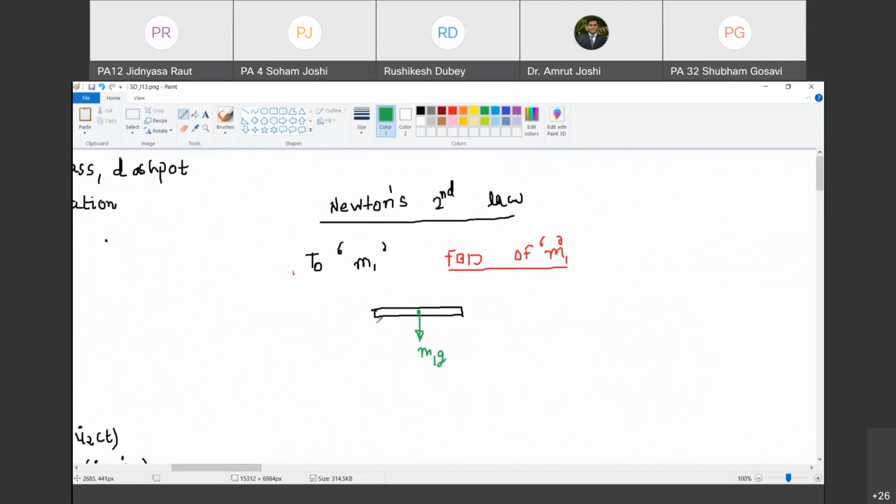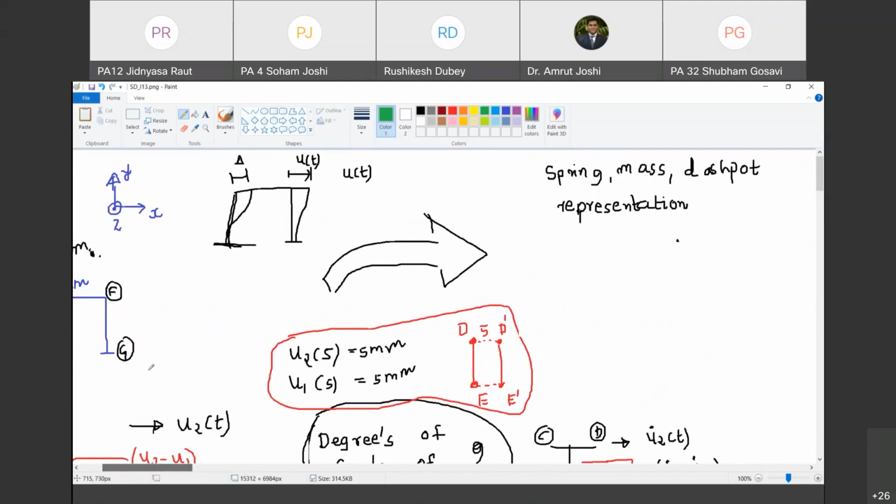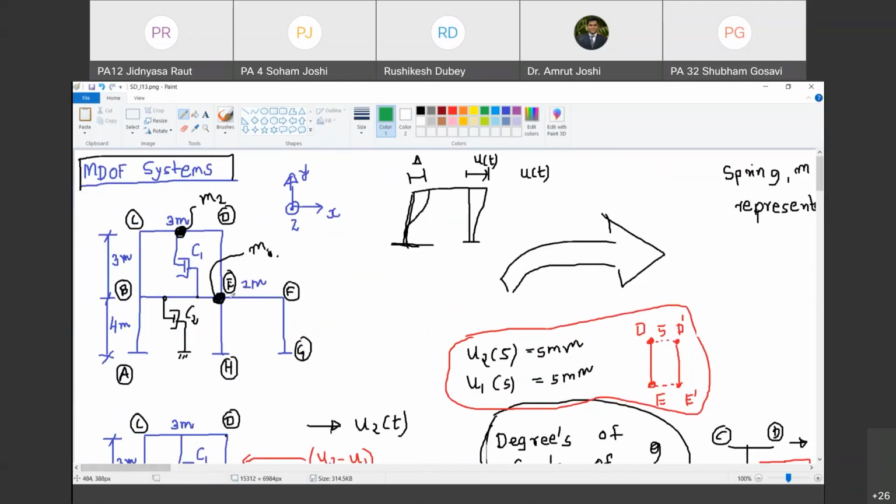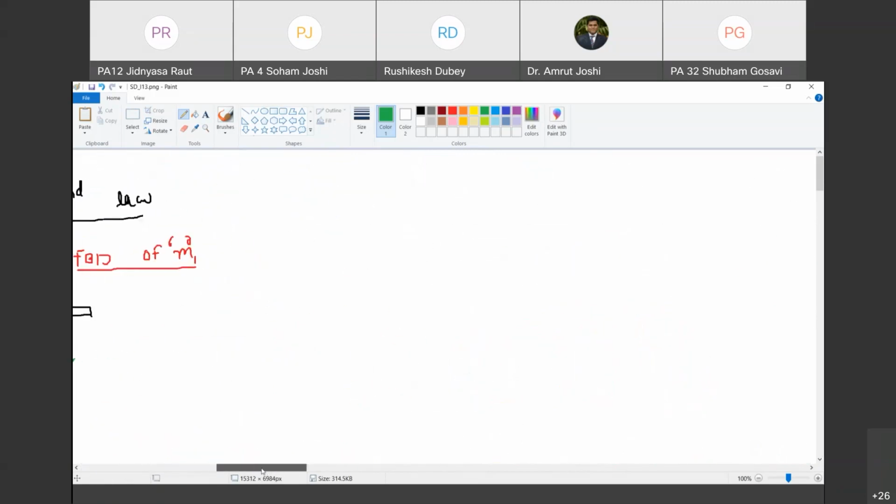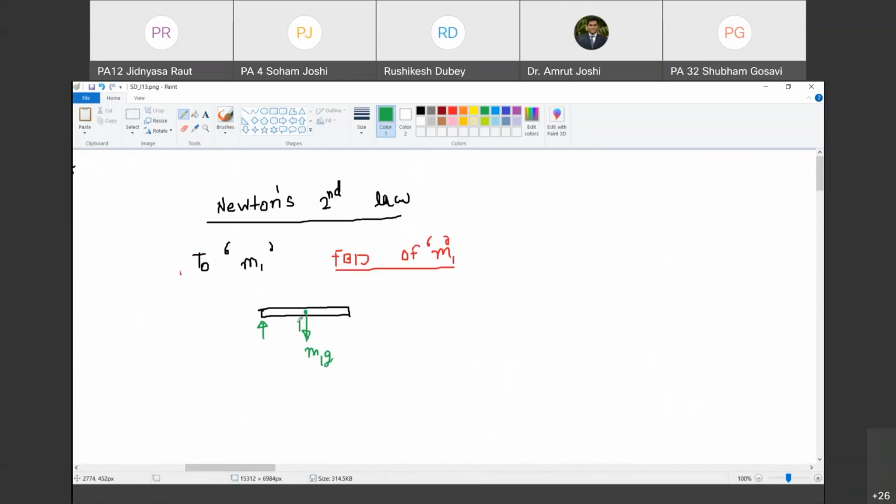Similarly, I will have to show the forces offered by the columns. So where is mass m1? Mass m1 is here. So how many columns is it supported on? There are 3 columns: BA, EH, and FG. So I will have to show these 3 forces. Do you agree with me? Yes, sir. And that is going to complicate my free body diagram. Therefore, I choose not to represent any vertical actions on mass m1. Happy?